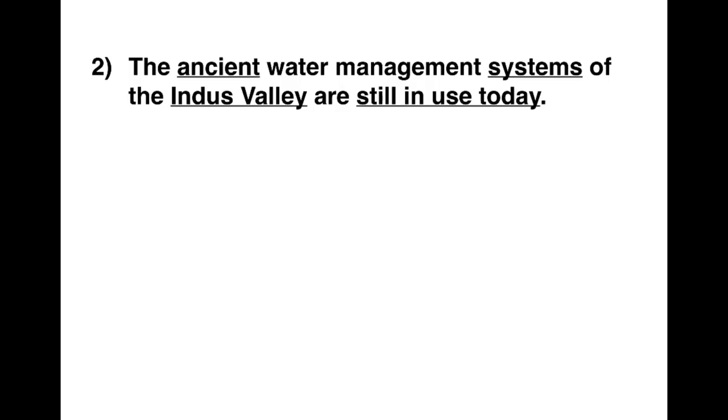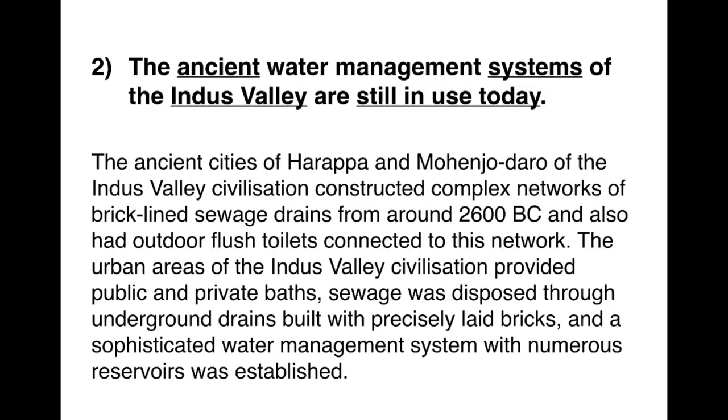So here's the rest of the paragraph after question 1. The ancient cities of Harappa and Mohenjo-Daro of the Indus Valley civilization. Well, let's stop there. We've already seen ancient and Indus Valley. So we're in the right place to get this answer. Indus Valley civilization constructed complex networks of brick-lined sewage. Well, networks of sewage could be the same as water management systems. The only thing left to find is, are these systems still in use today? So let's carry on from the word sewage.